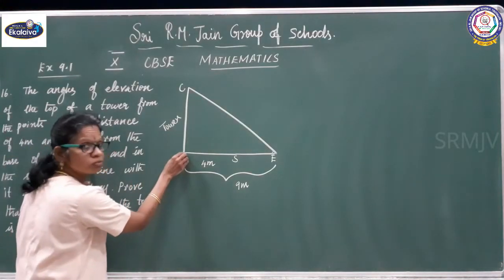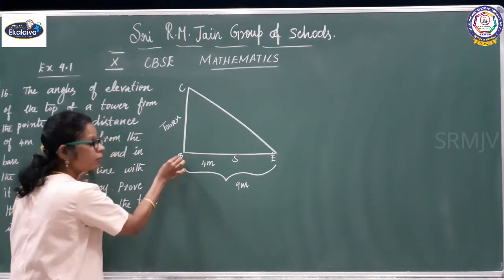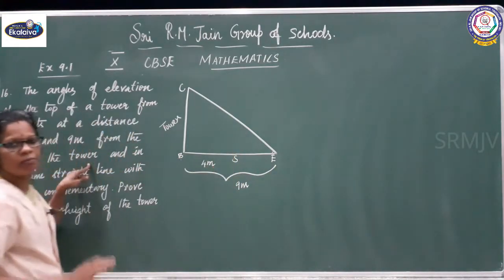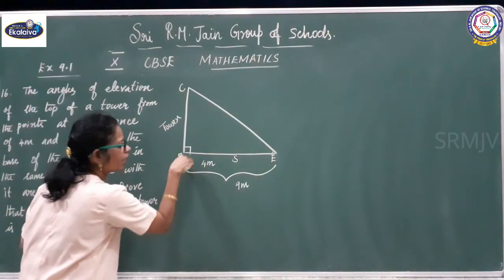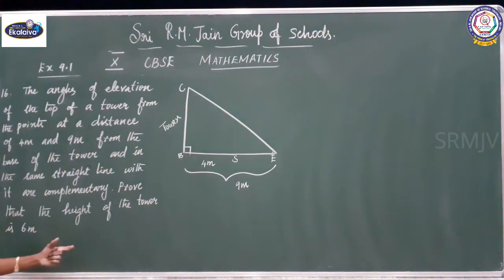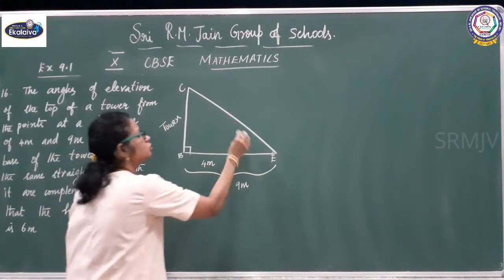From the base, B to S is 4, B to E is 9, base of the tower, and in the same straight line. All the points are lying in the same straight line. The angles are complementary. Complementary means what? 90 degree, right? Prove that the height of the tower is 6 meter, right?